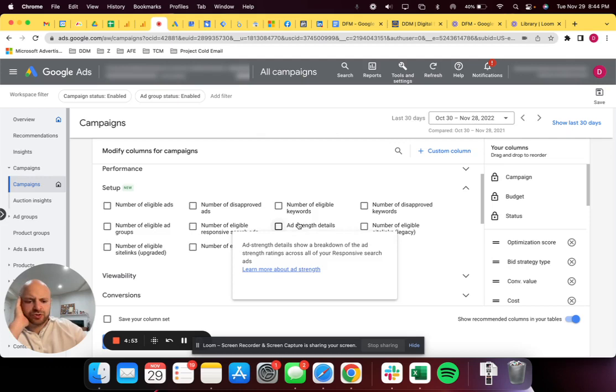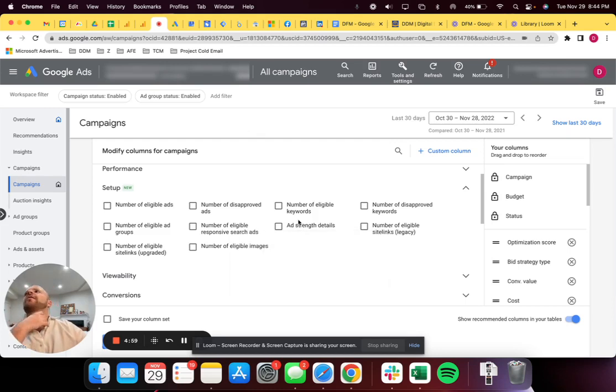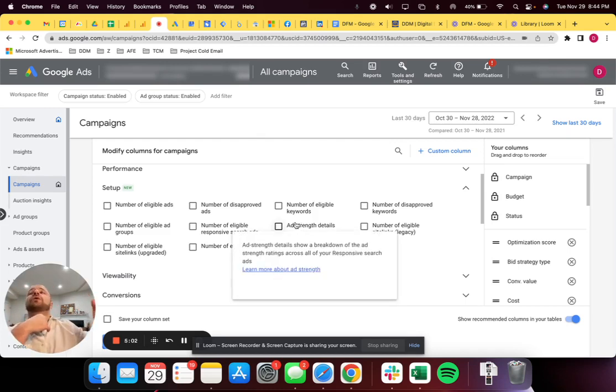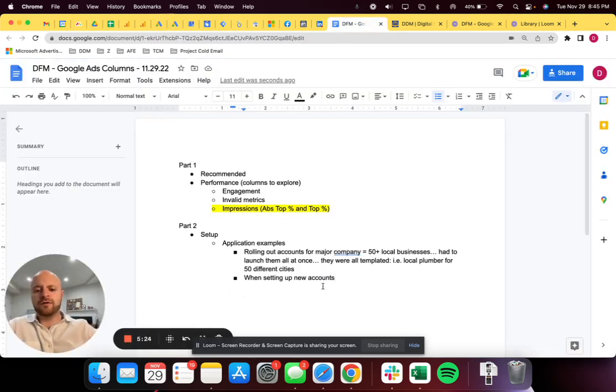Ad strength details shows a breakdown of the ad strength ratings across all of your responsive search ads. So the ad strength, I believe, is that new little, not really new anymore, RSAs have been around for a while, but that gauge when you're making RSAs to determine your ad strength. Like, do you have all your headlines and descriptions and everything filled out? So that might be interesting. And I bet you that relates to quality score. So I'm going to write this down.